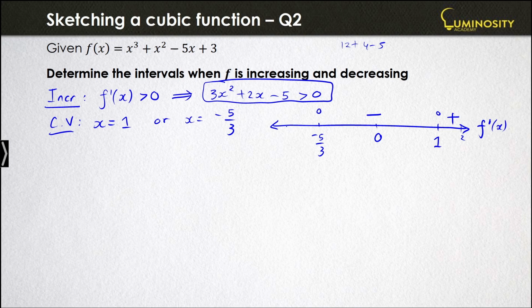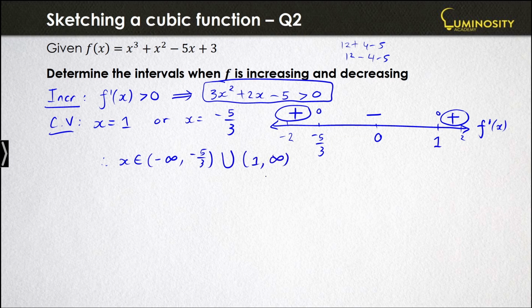And then if I take something much less than negative 5 over 3, so negative 6 over 3, that's negative 2. Well, negative 2 squared, positive 4 times 3 is positive 12. Negative 2 times positive 2 is negative 4 minus 5. That's still going to give me a positive output. So increasing is when it's positive on the interval. Therefore, f is increasing on the interval minus infinity to minus 5 over 3, union, so it starts up again at 1 to infinity.